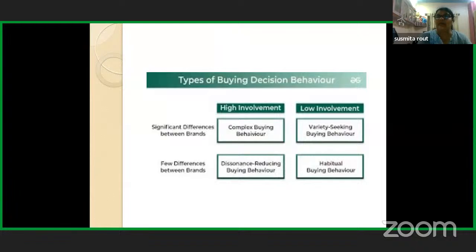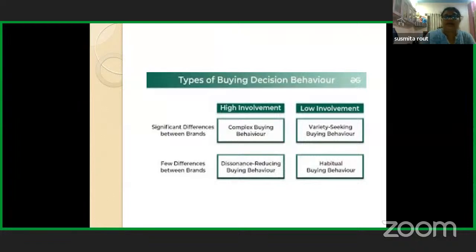In variety seeking buying behavior, consumers spend a lot of time in information search and evaluation of alternatives. Since there are many options available, he needs to gather information. And since every restaurant is different from each other, there is a significant difference between the brands. He needs to evaluate them and make a logical evaluation before making a selection.